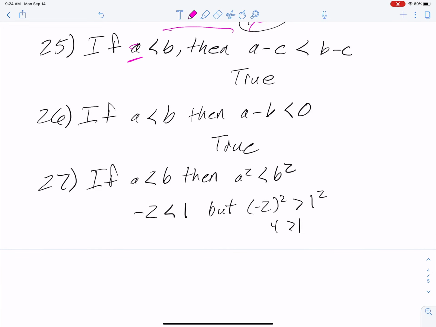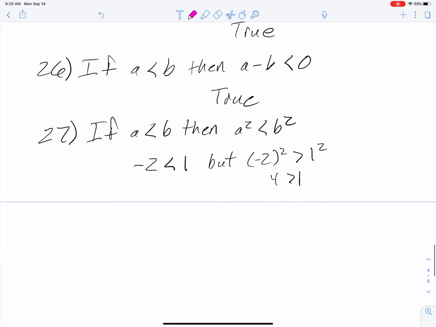26. A is less than B. All right. Then A minus B is less than 0. Hopefully this makes sense because if we were going to subtract B, B has the larger absolute value. If B is larger, B has the larger absolute value, which will result in A minus B being less than 0. We end up with a true statement.